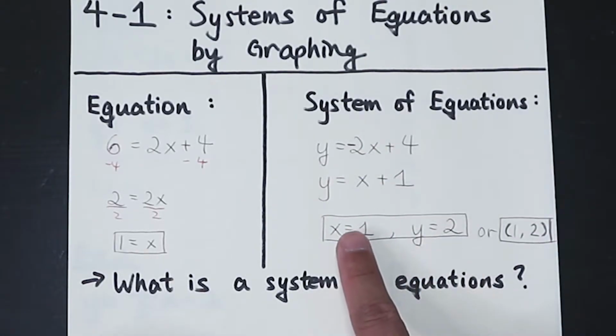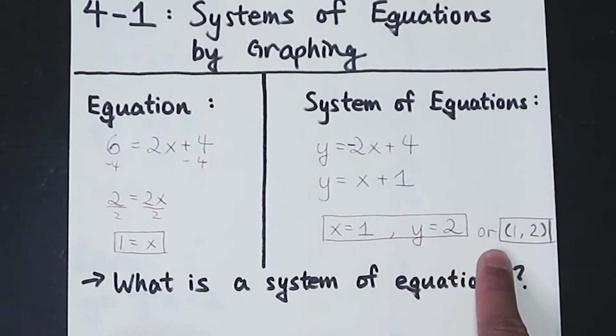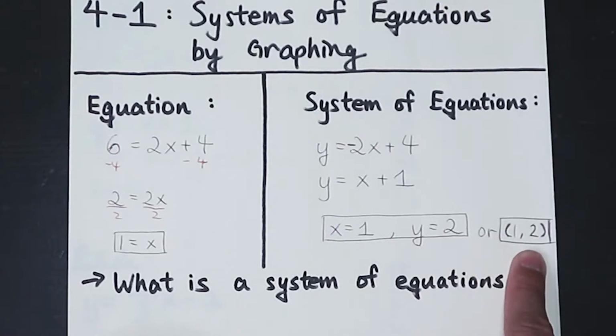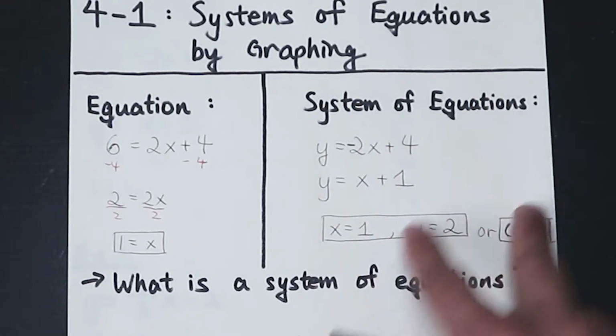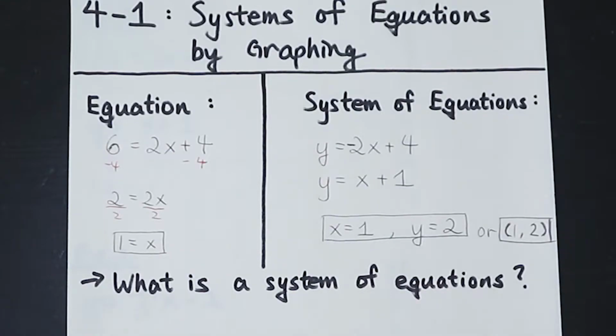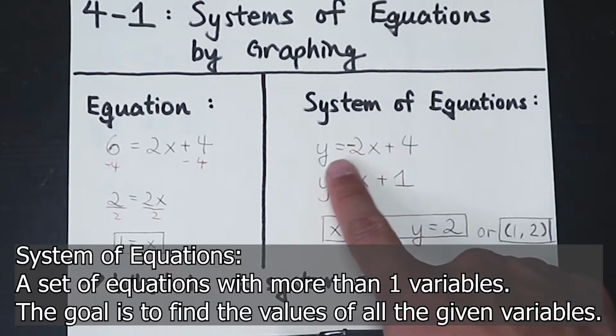Since x has a number and y has a number as the answer, we could write it as an ordered pair with x coming first before the y. We're going to practice writing this in this lesson. So this is a visual representation of systems of equations. But what is a system of equations? It is a set of equations with a specific number of variables, and your goal is to solve for the values of all the variables given to you. If there are two letters, you have to find two answers. And if there are three letters in the future, you have to find all three answers. But again, at this level, we're going to find two answers only.